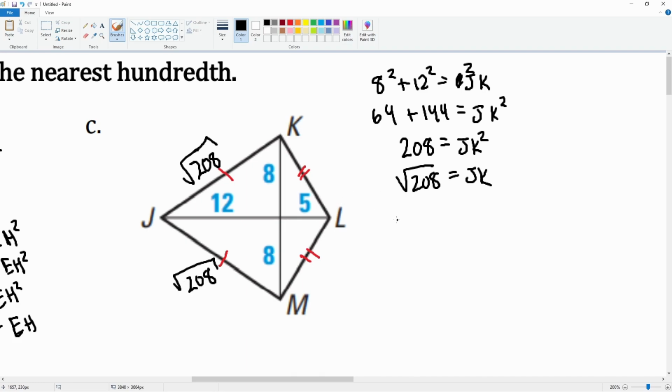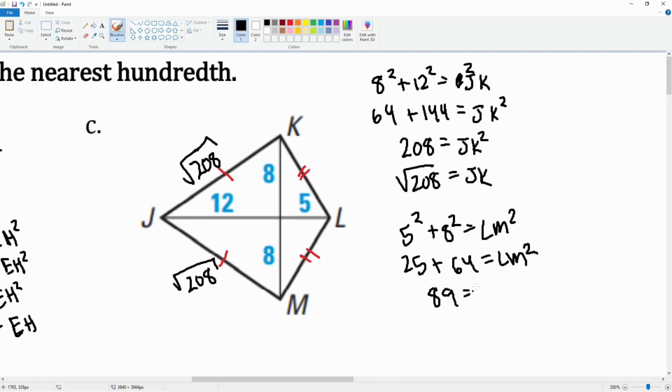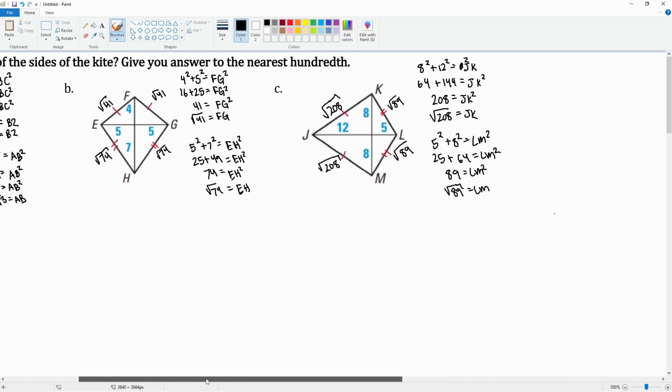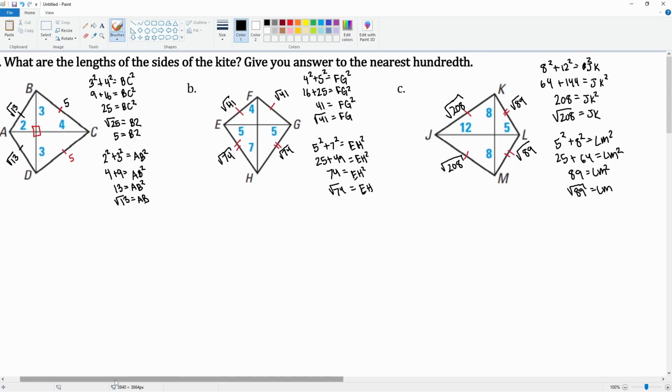All right, let's get the other one. We have 5 squared plus 8 squared is equal to LM squared. 5 squared is 25. 8 squared is 64, equal to LM squared. This becomes 89, equal to LM squared. Square root both sides. You get LM is equal to square root 89. So there you go. That is how you find the side lengths of a given kite.